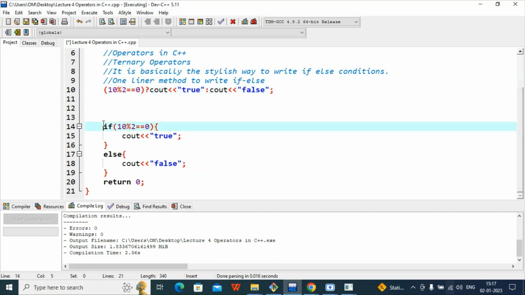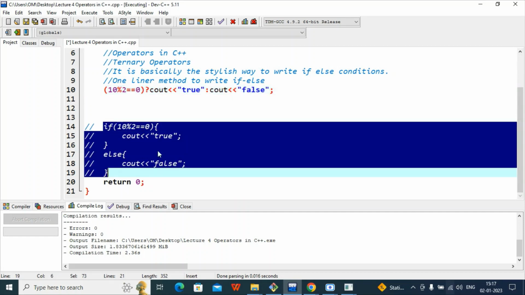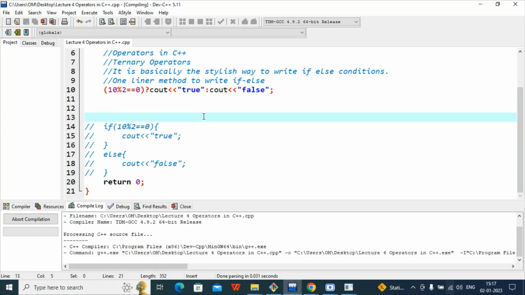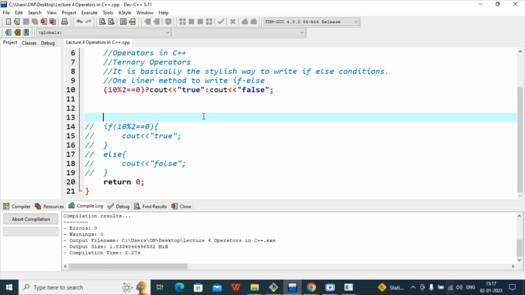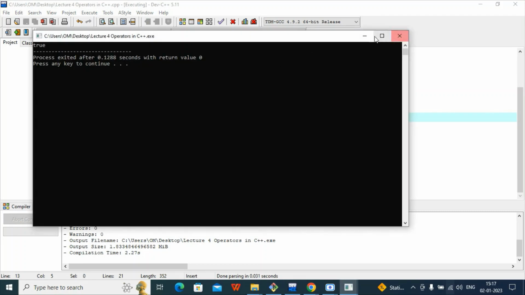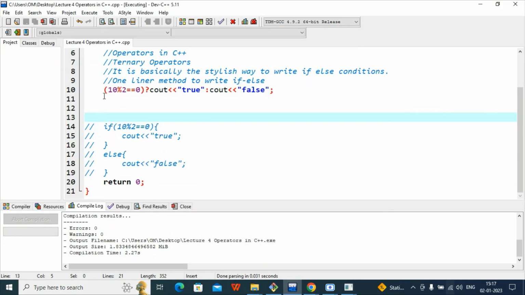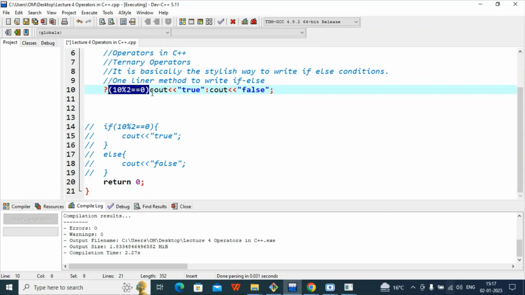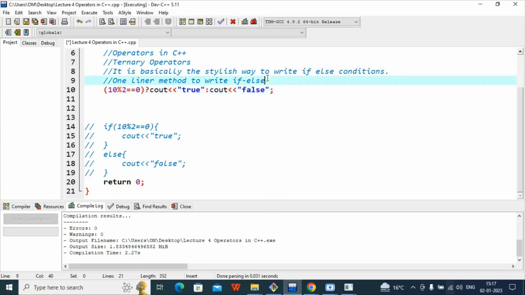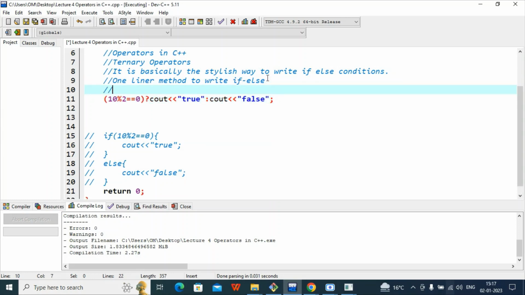This is your ternary if else, stylish if else. Let me run this code. Cool, it is giving you true. So what I did, I just took this round braces condition, then a question mark. This ternary operator takes two things in a pair, the question mark and this colon. The question mark is used when the condition is asked, and for the else representation you use a colon.